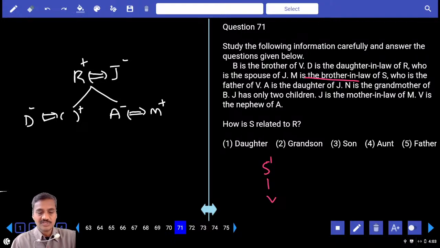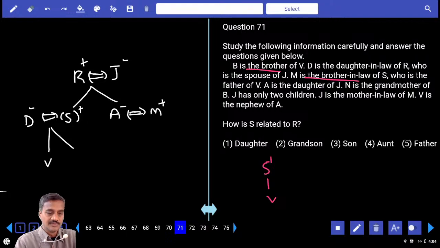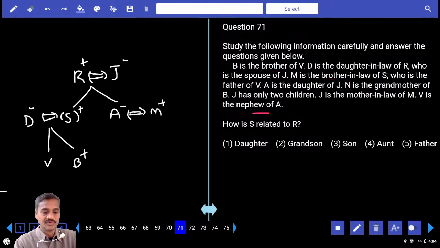Then, V is the nephew of A. As V is the nephew of A, V must be here. As V is here, S is the father of V, S is here. Now M is the brother-in-law of S, that is valid. Clear now? Then here, in the first information, B is the brother of V. V is the nephew, hence V must be a male.